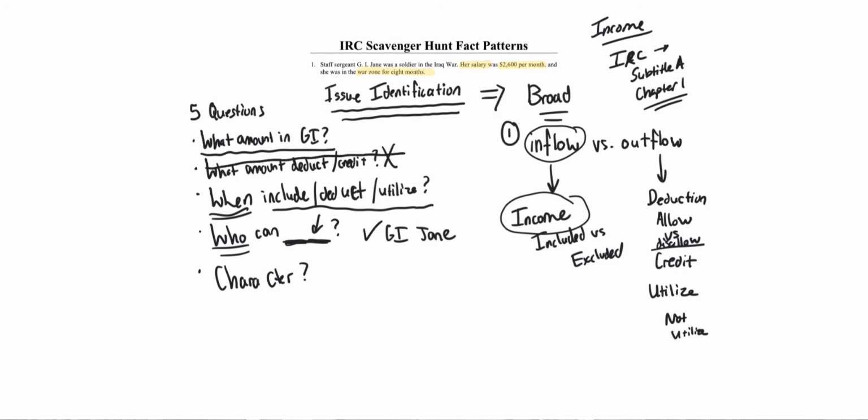What amount in gross income? So far, we've got three questions left to identify. What amount in gross income? When do we include it? Not deduct or utilize it, right? We don't do that. And then the character.